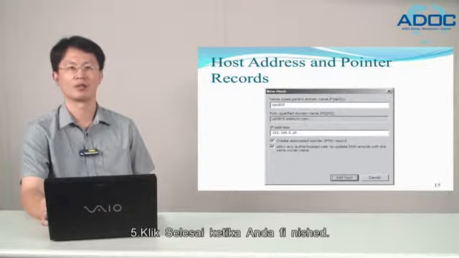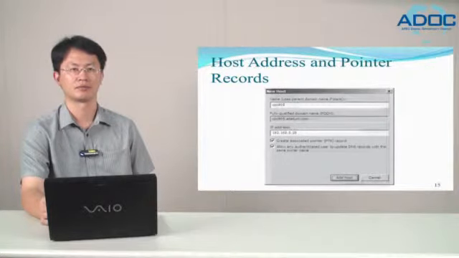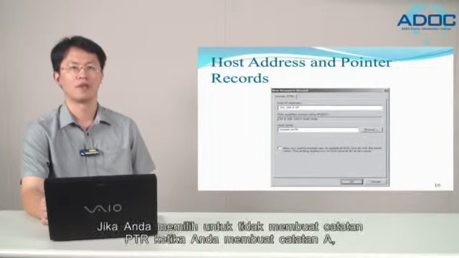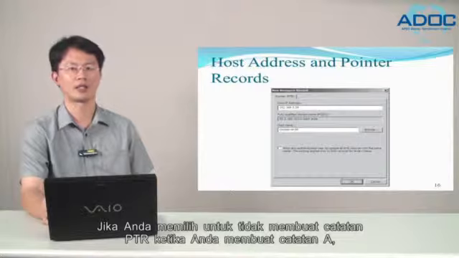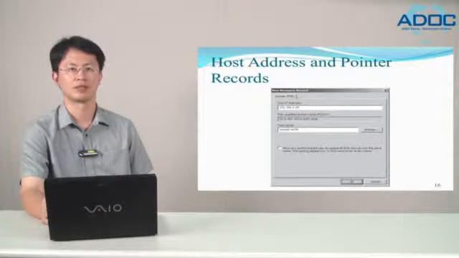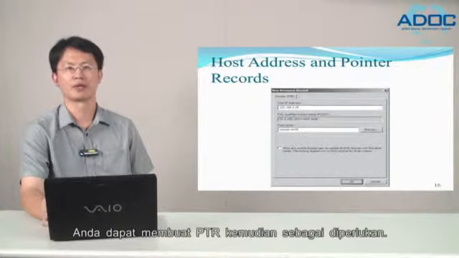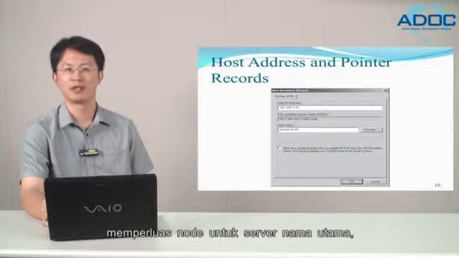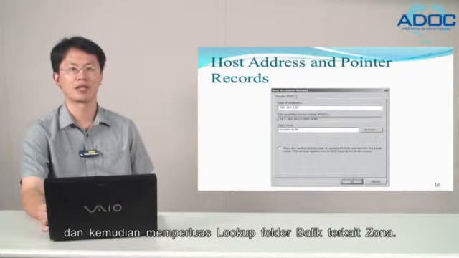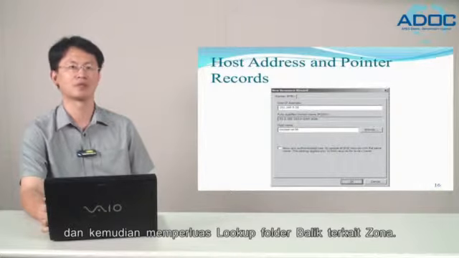And click Done when you are finished. If you opt not to create PTR records when you create an A record, you can create a PTR later as necessary. In the DNS console, expand the node for the primary name server, and then expand the related reverse lookup zone folder.